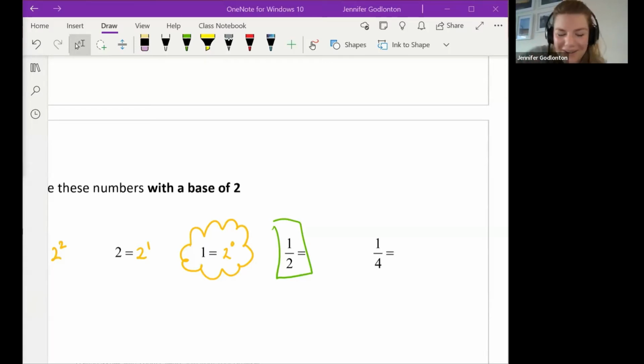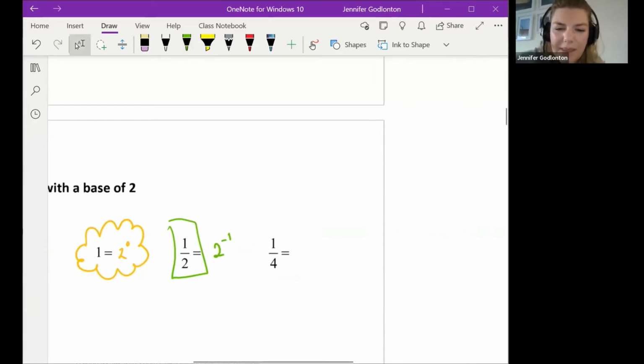Okay, how could I write 1 over 2 with a base of 2? Ma'am, you can say 2 to the power of -1. Excellent. And can I keep you on the line for 1 over 4? How could I write that one? Ma'am, 2 to the power of -2. Great. Nice work. Excellent.